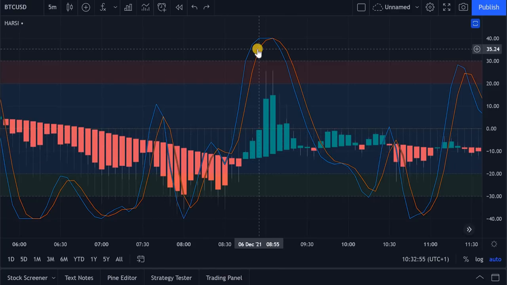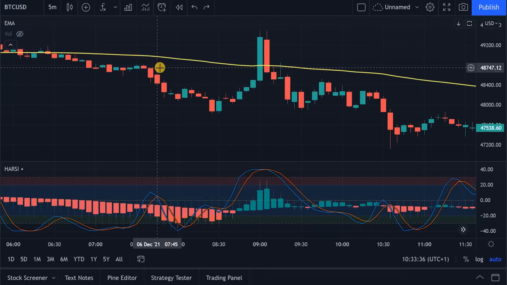The blue line and red line represent the stochastic. So basically, this is an oscillator paired with Heiken candles. Now, let's go over to the price chart. To use this scalping strategy, you have to abide by 3 validations.